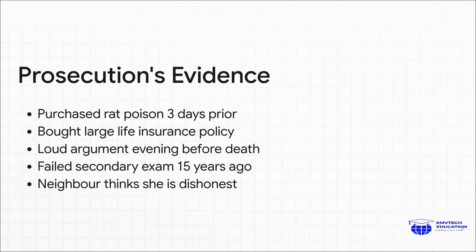Fourth, and pay attention to this one, the prosecution wants to share that the accused actually failed an examination in secondary school 15 years ago. And fifth, the accused's neighbor thinks she's generally a dishonest person.